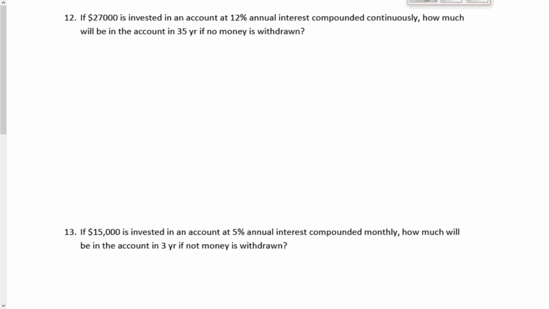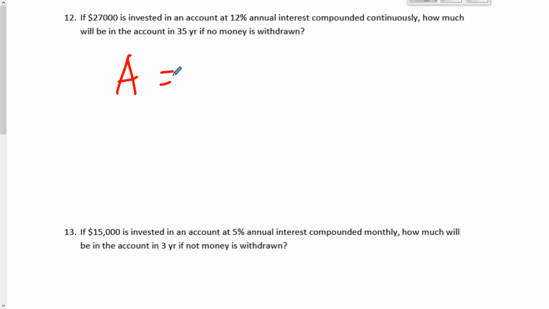Okay, investing. So if I invest $27,000 at 12% annual interest, compounded continuously, how much will be in the account after 35 years with no withdrawals? Okay, so this is kind of like, hey, if you can invest $27,000 into a retirement fund when you're young, like in your 20s, and you let it go for 35 years until your retirement, how much money could you have in your account when you retire at 55?